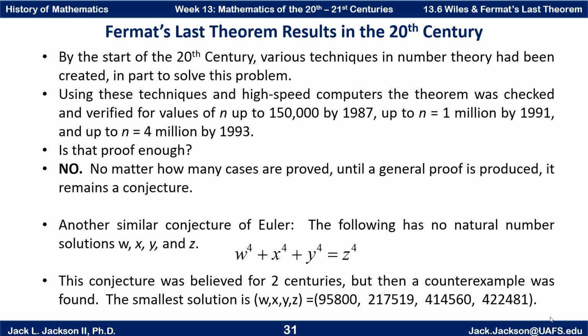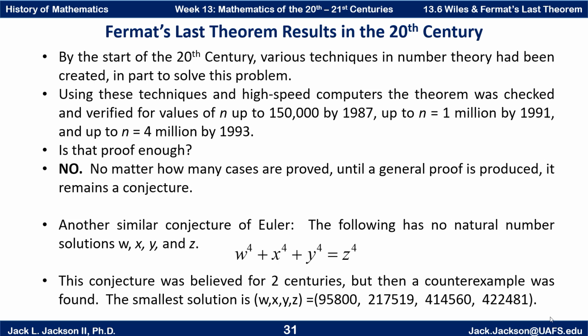So in this particular case, Euler says, well, let's look at w to the fourth plus x to the fourth plus y to the fourth equals z to the fourth. I bet that doesn't have any solutions either. I know if I just add 2 fourth powers, we can't get a fourth power. But what if we add 3? And so Euler made that conjecture, and that conjecture was believed for at least 2 centuries. Everyone believed that Euler was correct.